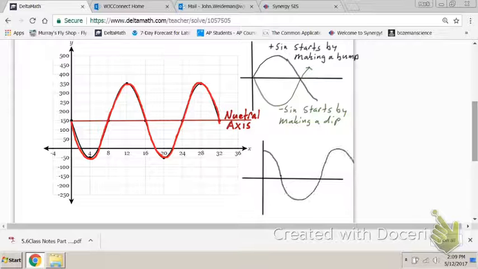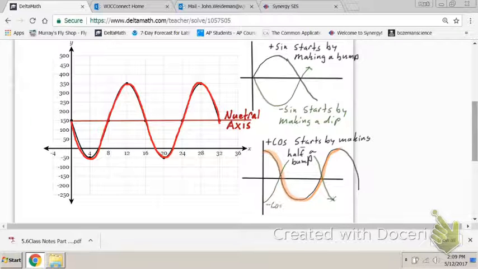All right? What if it's a cosine? A positive cosine starts up at a maximum amplitude away from the neutral axis. And a negative cosine starts at a negative amplitude, and it's like it makes a half a bump. So a complete cycle for cosine is a half bump, a full dip, and another half bump to complete a cycle. Negative cosine does the same thing, but it just starts at what we call negative amplitude.